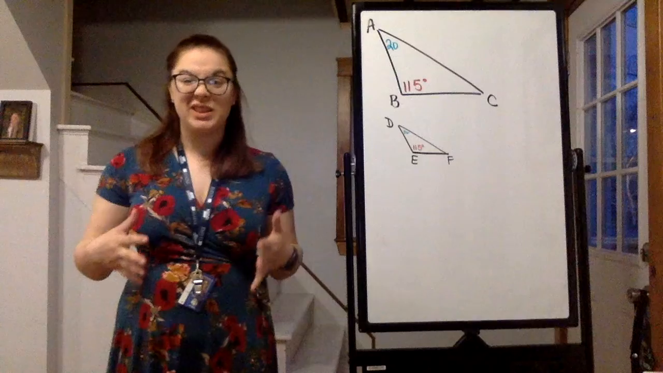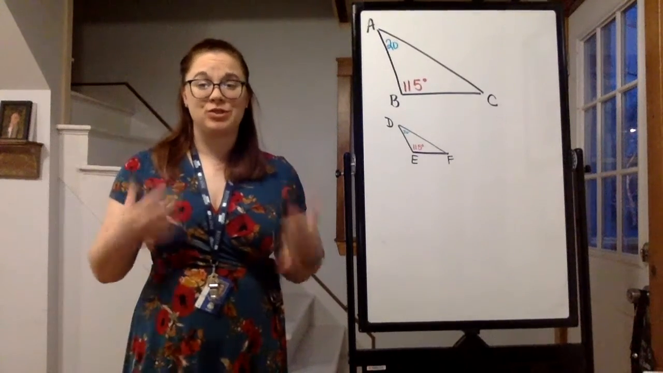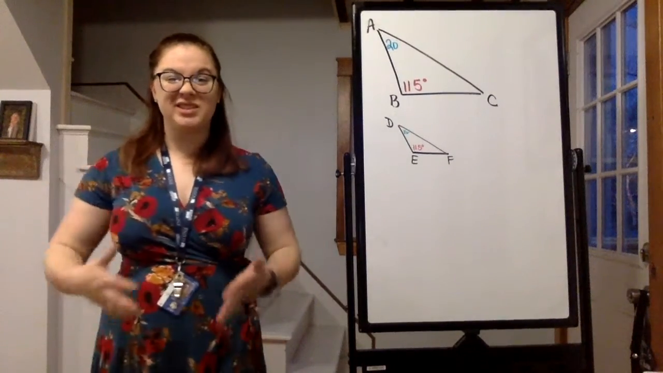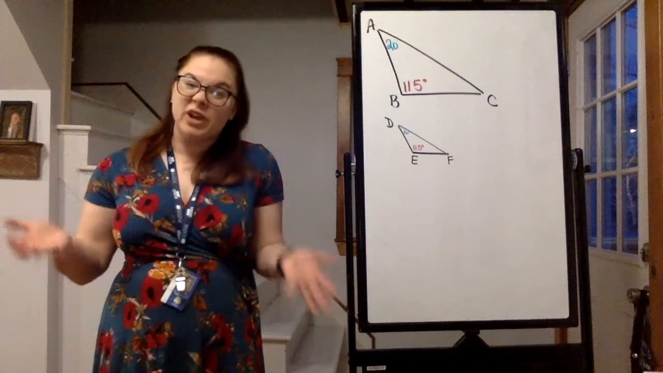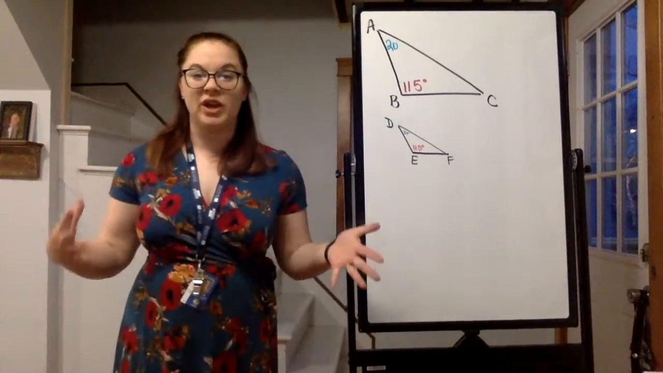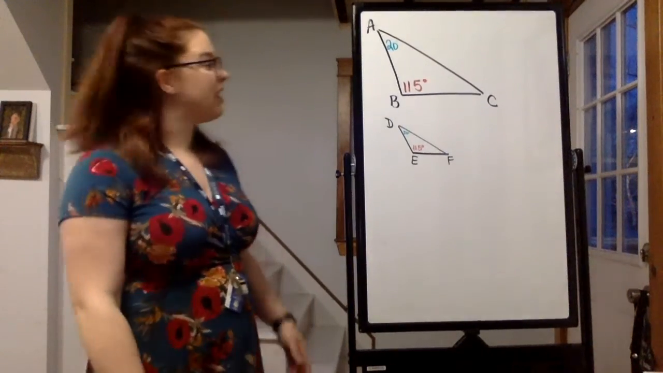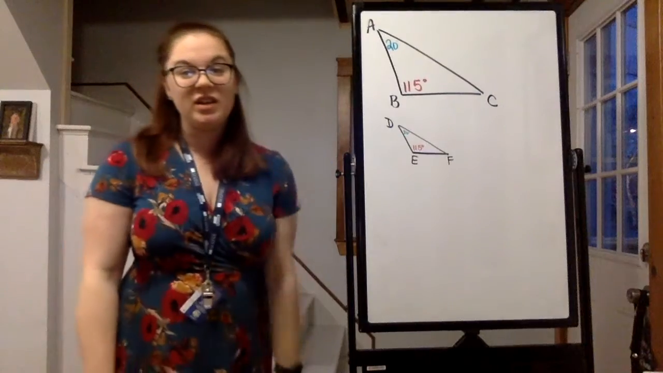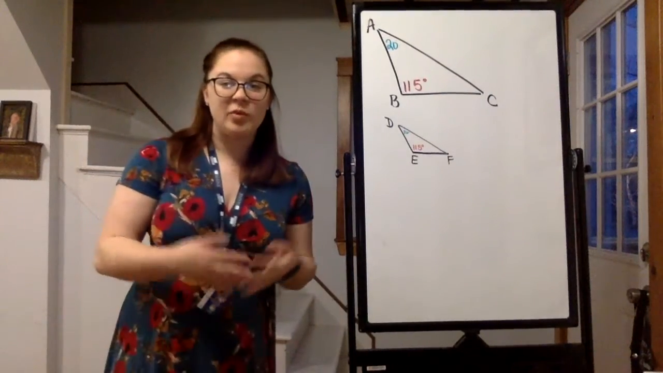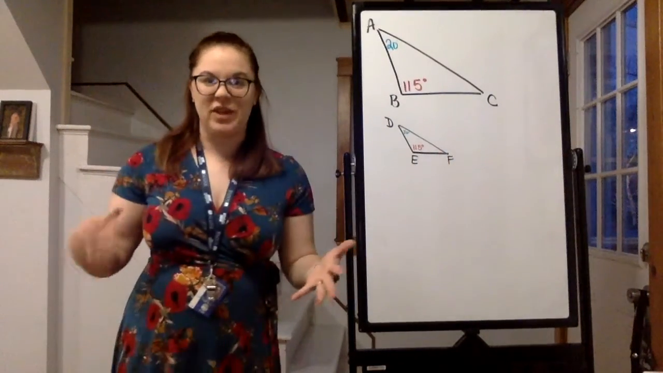Now we're going to use the idea of angle relationships in triangles to determine angle measurements in similar triangles, and determine if triangles are similar to one another. So here we have two triangles, and they're clearly different sizes, so they're not the same. We have triangle ABC and triangle DEF. And we want to know the measure of the third angle in each of them.